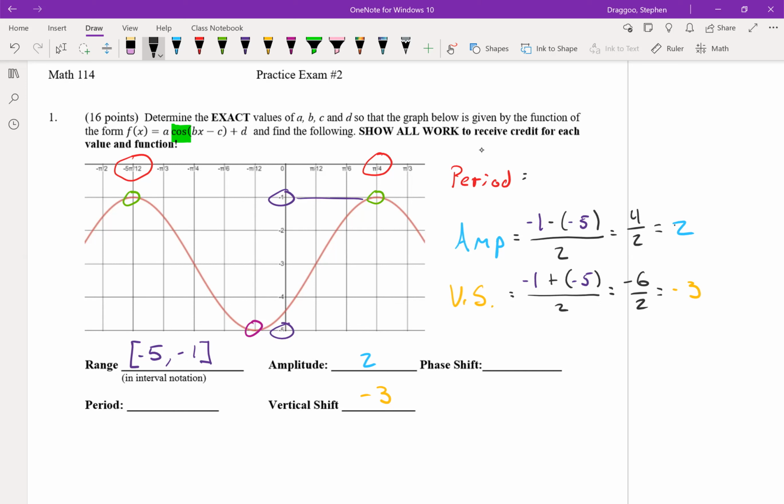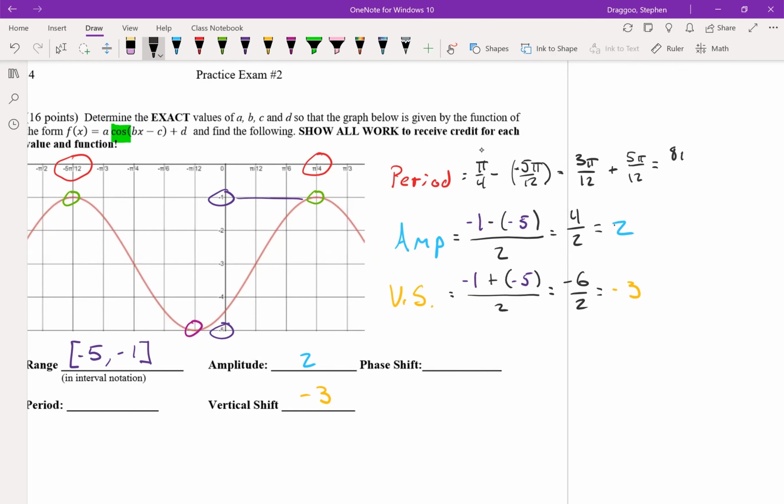So I need pi over 4 minus -5 pi over 12. In order to do that subtraction, I'll need a common denominator. So pi over 4 is 3 pi over 12, plus, oops, I missed a negative over here, didn't I? There it is. Plus 5 pi over 12. Add that up to get 8 pi over 12. And simplify that to get 2 pi over 3. 2 pi over 3.